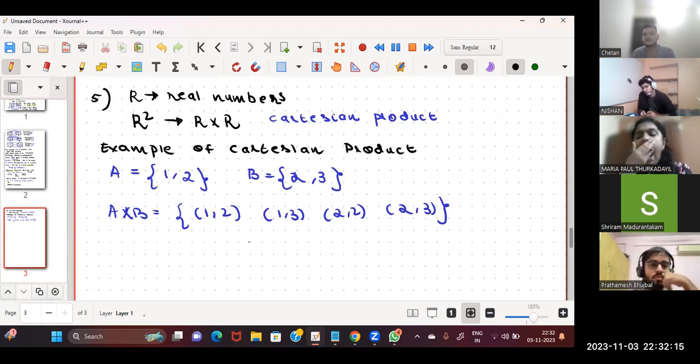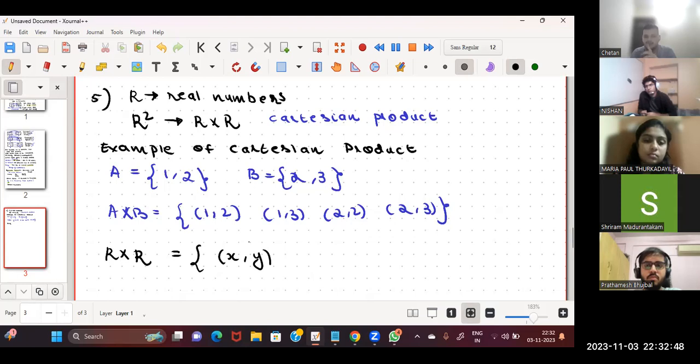Now think about it. I took all the real numbers. That means irrationals, rationals, integers, fractions, natural numbers, everything. I took all the real numbers and took the Cartesian product of that. What I will get is some (x, y) as the general notation for that Cartesian product, where x comes from R and y comes from R.